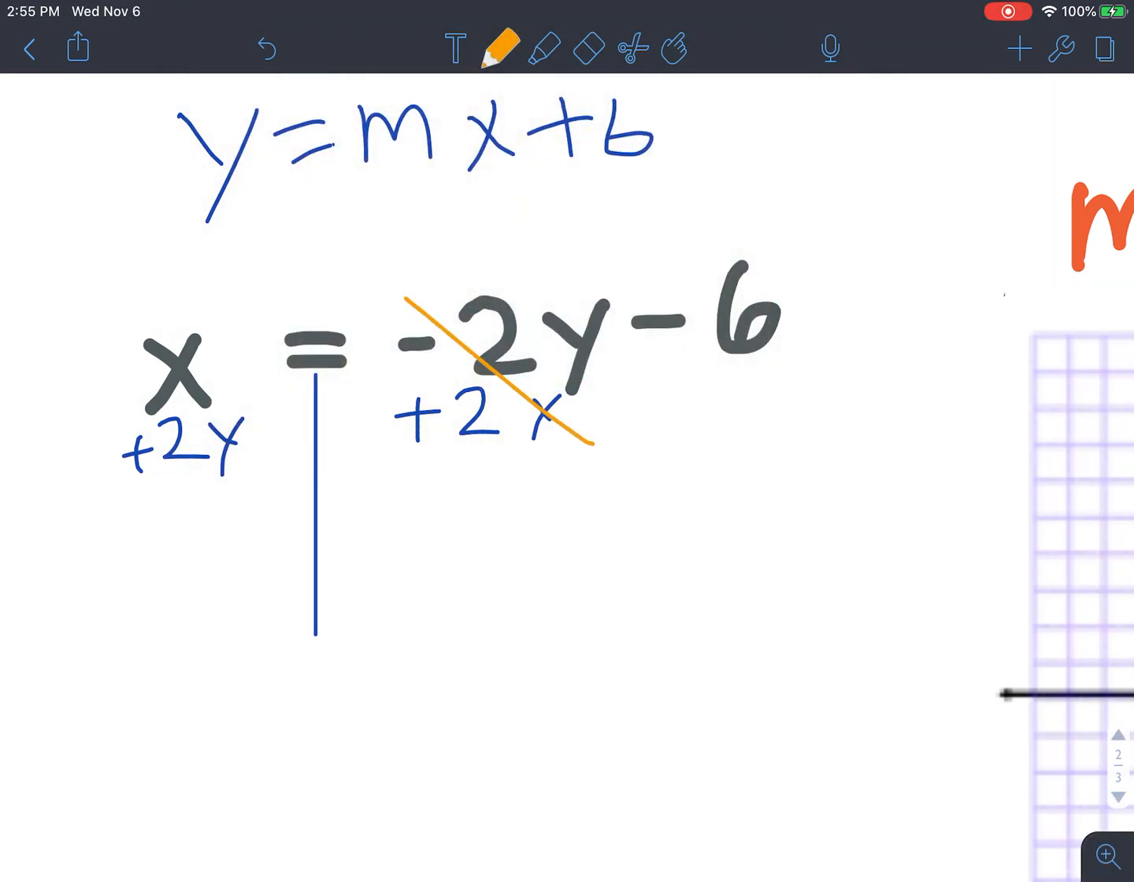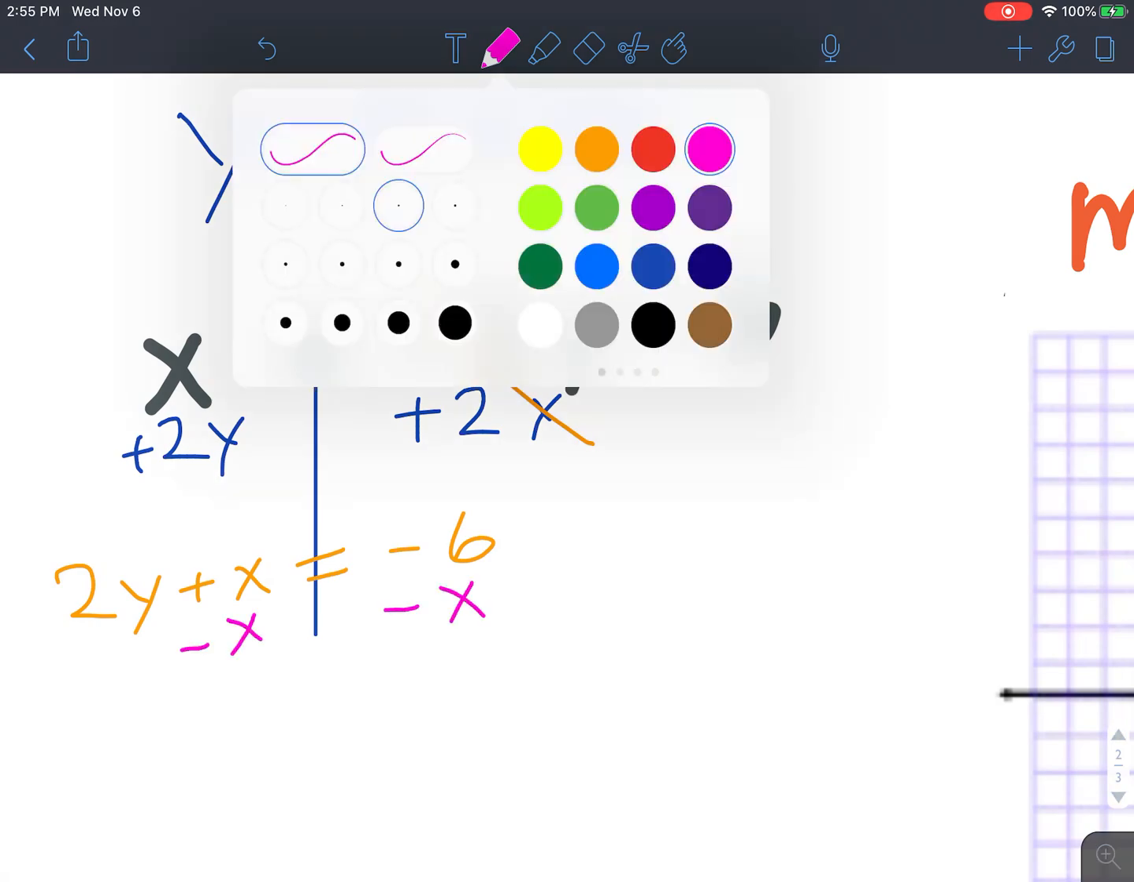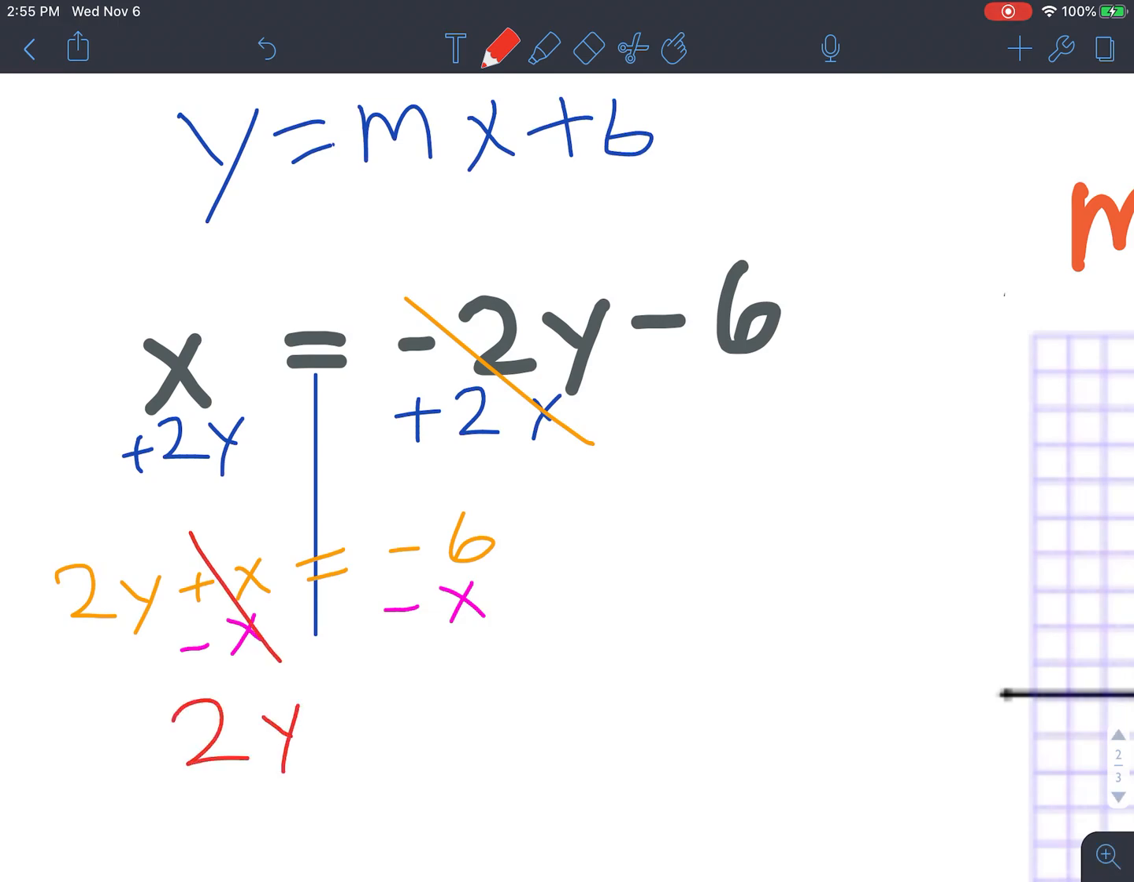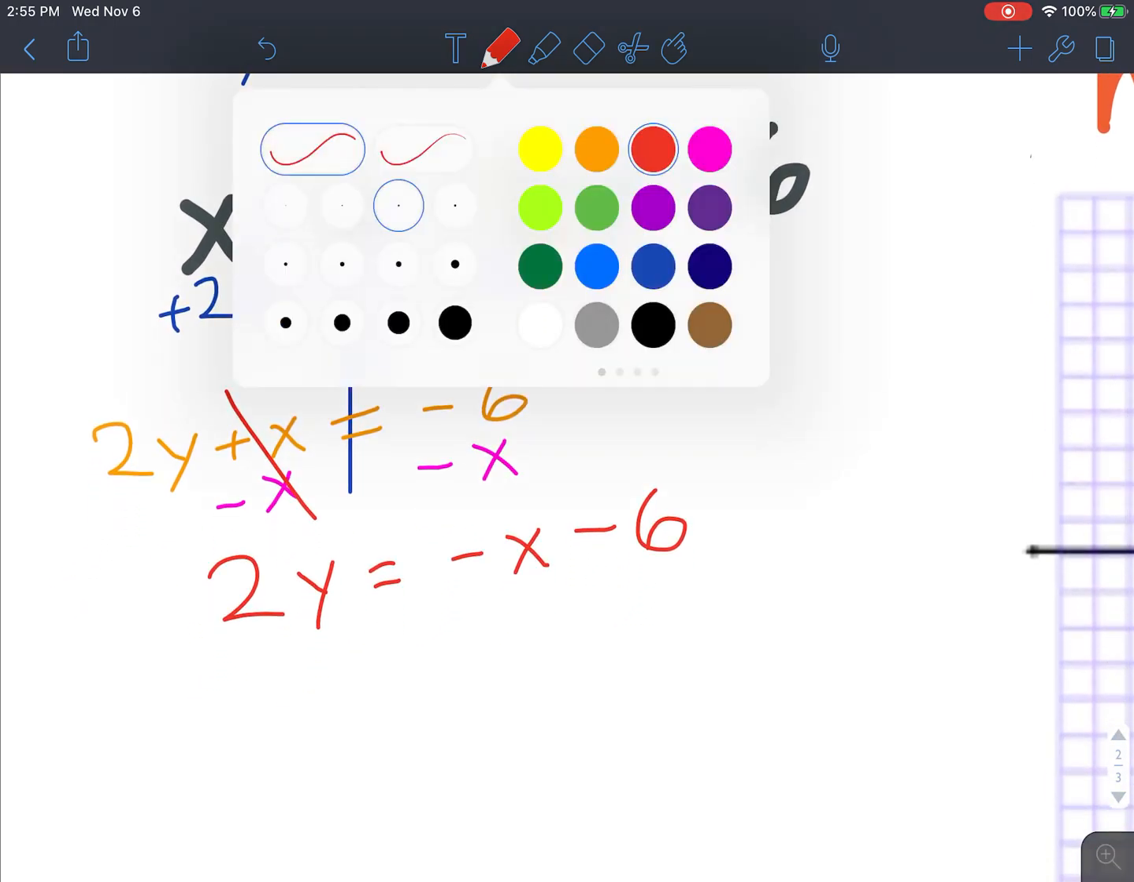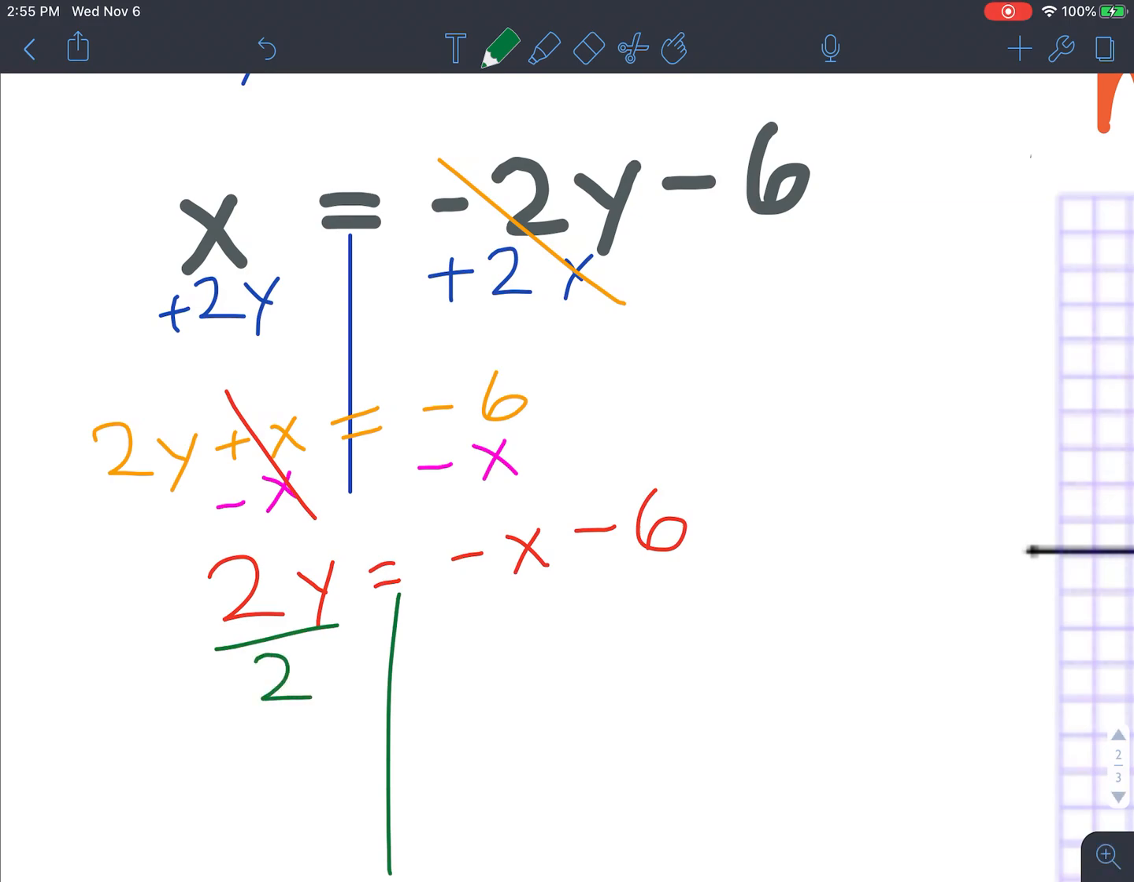These will cancel, and I'll have 2y plus x equals -6. Now I don't want 2y, I want 1y. Before I get to that though, I want to get rid of this x, because it's attached there. So I can subtract it away on both sides, and I'll get 2y equals -x minus 6. Now's the step where I want to get that y by itself. I divide by 2. So I'm left with y equals, if I have -x divided by 2, that's like saying -1/2 x. And if I have -6 divided by 2, that's -3.